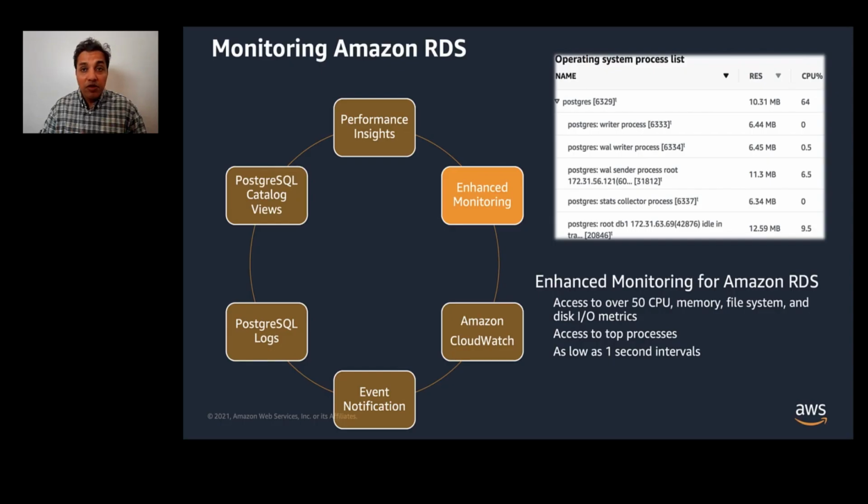Now let's talk about enhanced monitoring. With enhanced monitoring, you can monitor the operating system of your DB instance in real time. So for example, if you want to look at which process or which thread is consuming CPU or memory, enhanced monitoring can be extremely useful. The metrics are collected at 1 second intervals, and you can get over 50 CPU, memory, file system, and disk level IO metrics. And you can view all of these metrics right in the RDS console.